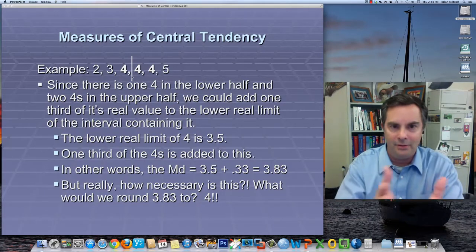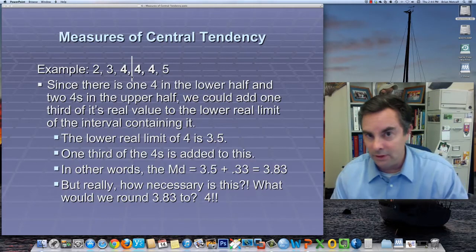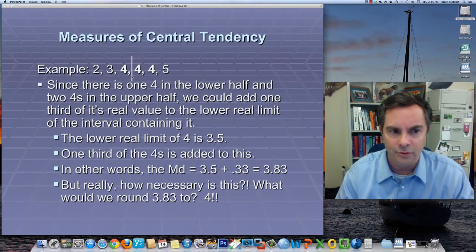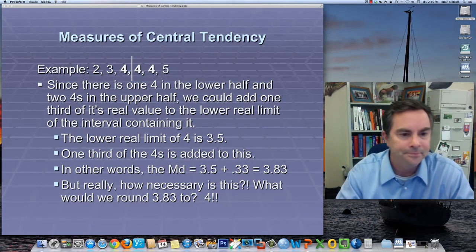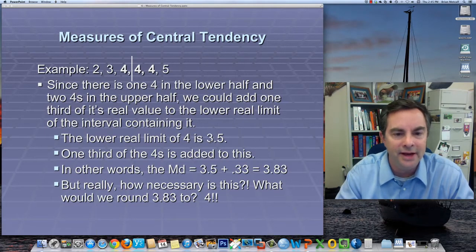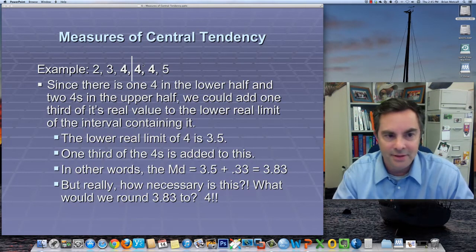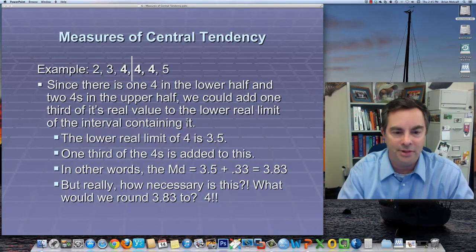So if these were numbers that were rounded, the lower real limit of 4 is 3.5. The upper real limit is 4.5. So do you already get a sense that there are some numbers between 4 and 4? They go down to as low as 3.5 and as high as 4.5. So the lower real limit of 4 is 3.5, and I use that as my starting point instead of the number 4. Now there are 3 4s, so divide the unit into 3. Each one gets 1/3 of that unit that they're taking up in the 4 place.